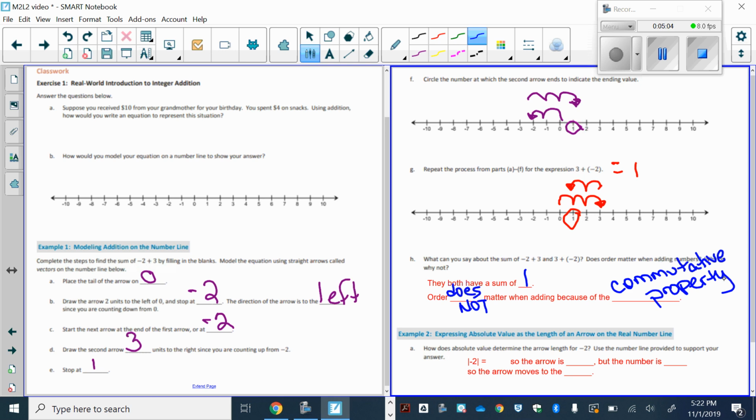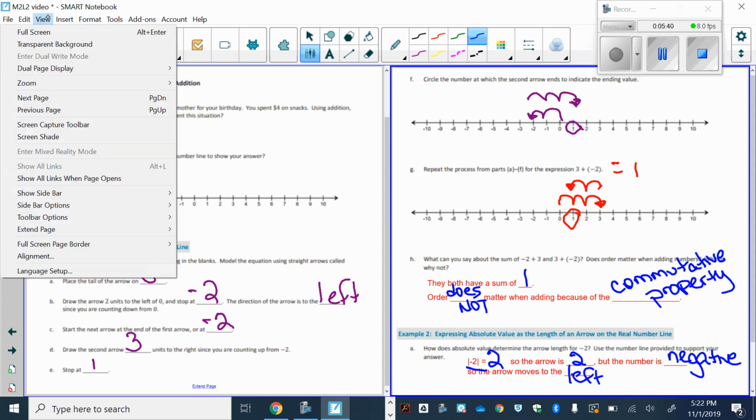So how does absolute value determine the arrow length for the -2? Both of the problems we just did had a -2 in it. I read this as the absolute value of -2. What is that? Absolute value is distance from 0, so the absolute value of -2 is 2. So the arrow is 2 units, but the number is negative. Right? So we move the arrow to the left.